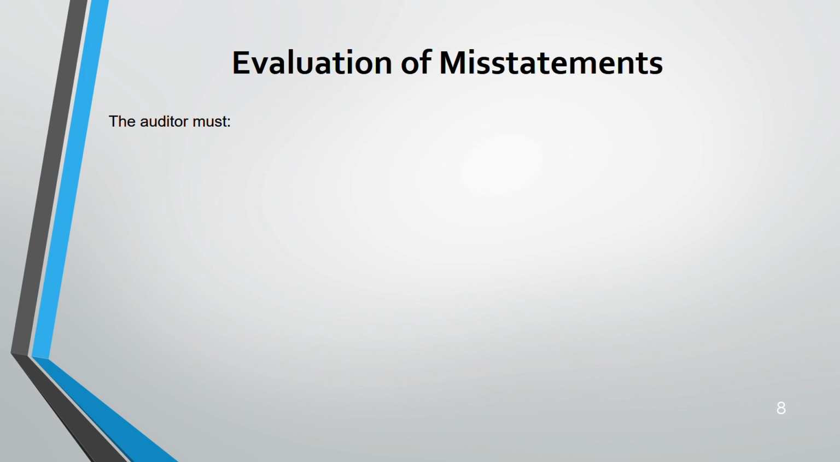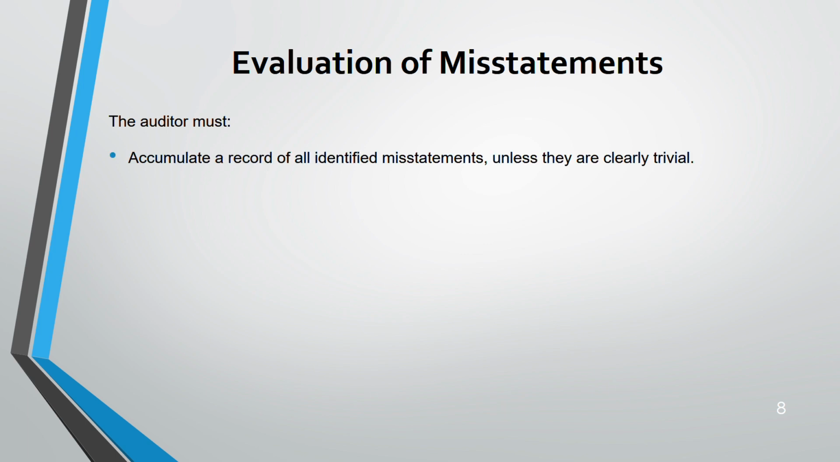Next, evaluation of misstatement, the second part of this lecture. So we're over with the first one, that is final analytical procedure and review. Now we are moving to evaluation of misstatement. Here the auditor must accumulate the record of all identified misstatements, whether material or not. Make a sum of them and then you see whether it could be material or not. But if it's very small, very insignificant, no need to accumulate them.